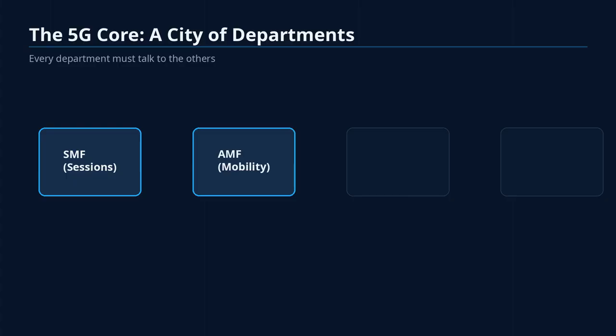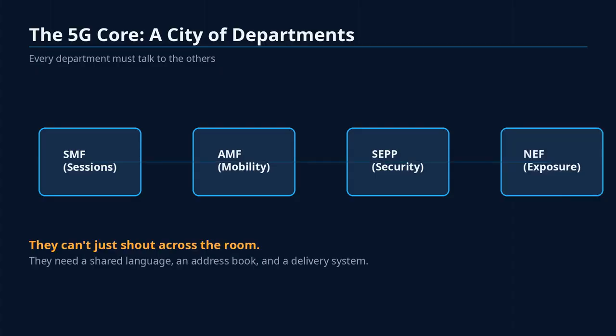Older mobile networks used rigid, purpose-built links between boxes. 5G tore that up and replaced it with something that looks a lot more like the modern web. Network functions, the individual software components of the core, talk to each other using APIs, the same style of interface your phone uses to load a weather app or a map. We're going to walk through exactly how that conversation works.